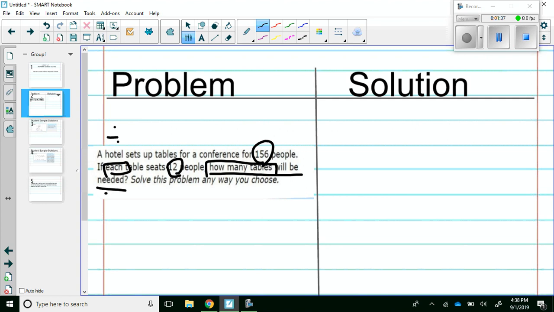Now I want to set up my problem. I know I have a total of 156 people. I also know that there are a number of tables, but I don't know how many tables, but I do know that each table will fit 12 people. So I need to figure out how many people will fit at each table. I have my total number of people, 156. I know there will be groups of 12 to sit at each table. And now I want to solve.